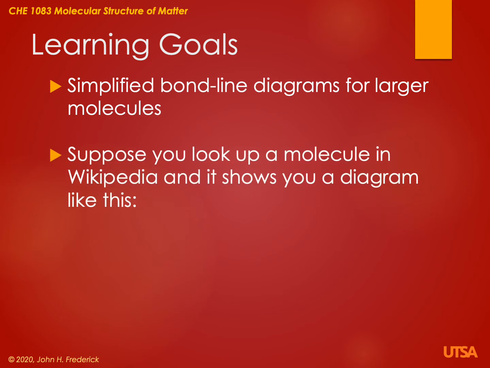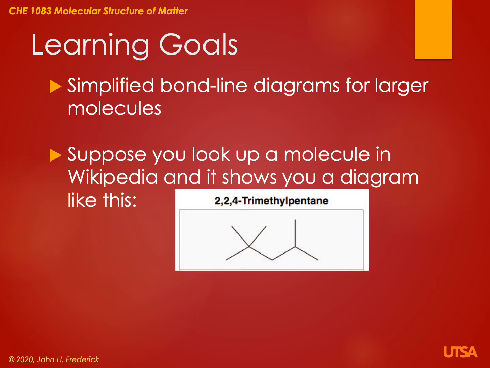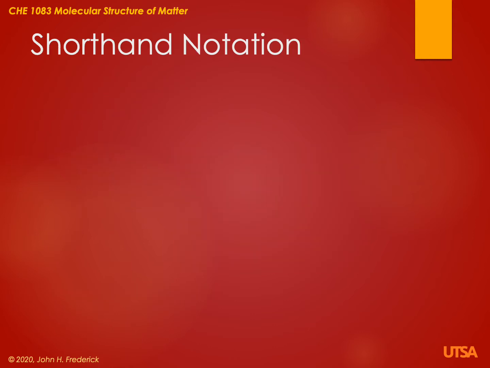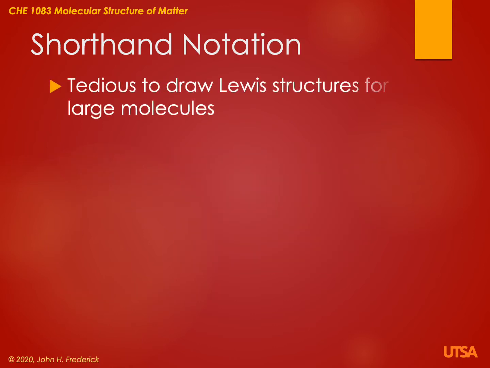I want to pose a question to you. Suppose you look up a molecule in Wikipedia, like 2,2,4-trimethylpentane, and look at the diagram below it. What on earth does that diagram mean? Is that some sort of chemical hieroglyphics that you have to interpret? Well, this is what we're going to learn about in this video, how to actually reconstruct the molecule from that drawing. So this is a shorthand notation.